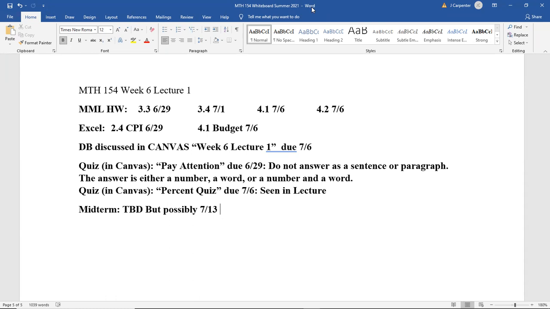And then the last thing I want to say is the midterm is looking like it's going to be in the 13th, 14th range, something like that. Sorry, I'm looking at my calendar. Yeah, we're probably going to do it on the 13th and 14th, which is a Tuesday, Wednesday.